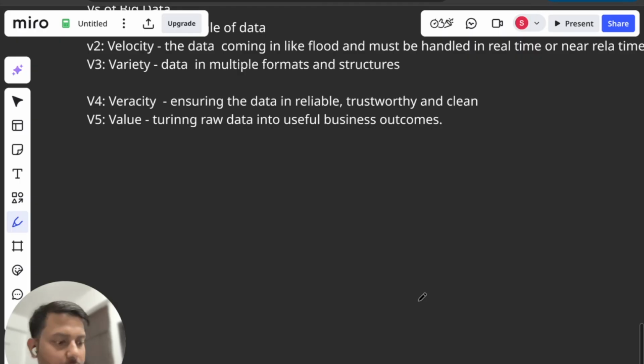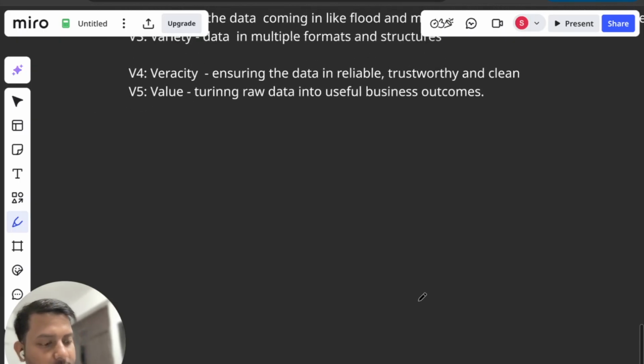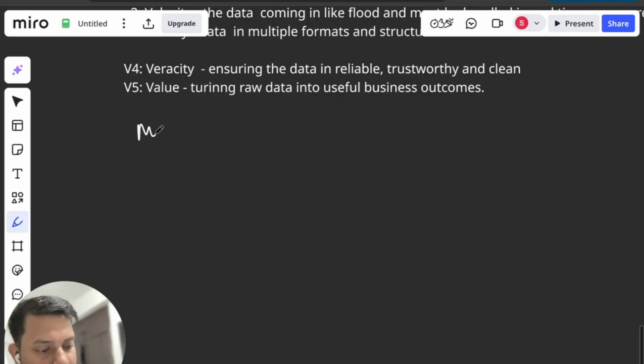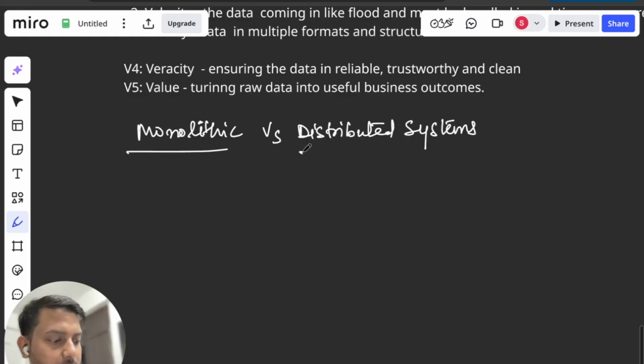To move further, we need to understand a few concepts: monolithic versus distributed system. We need to understand these two concepts. The first one is monolithic and the second one is distributed system. So let's first try to understand what monolithic systems are.